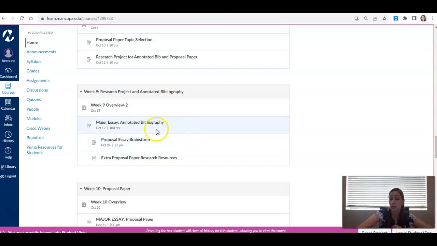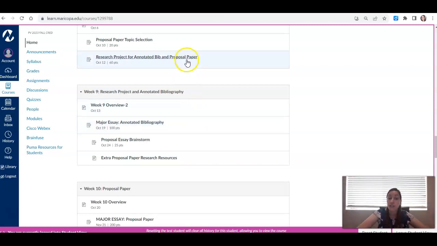So that's what the annotated bibliography is going to be. It's going to look like a works-cited page, and it's going to detail out the analysis, summary, and usage of each source for this proposal paper. It helps you really look at what research you have. It helps you make sure we're using valid sources, and it really gives you a deeper understanding of the topic.